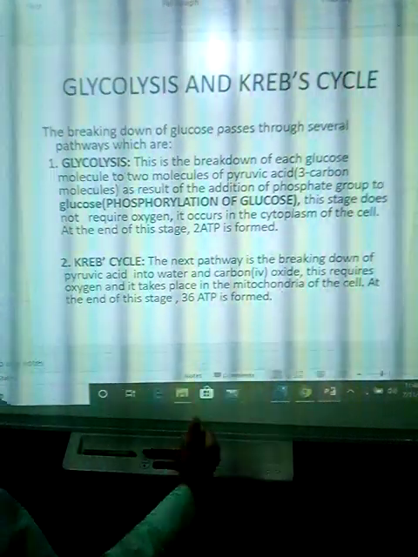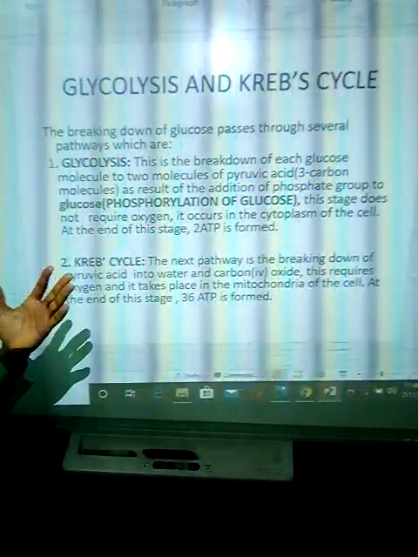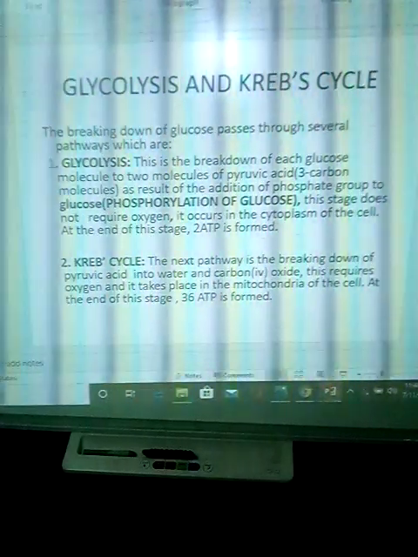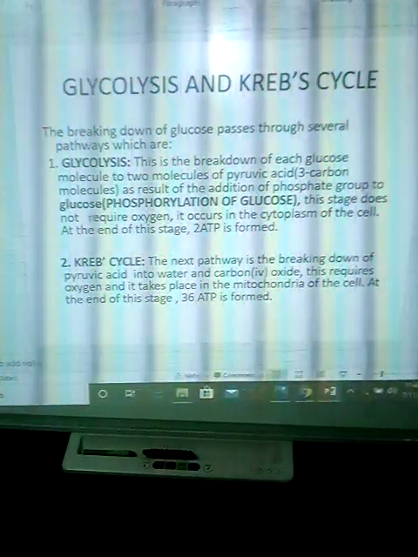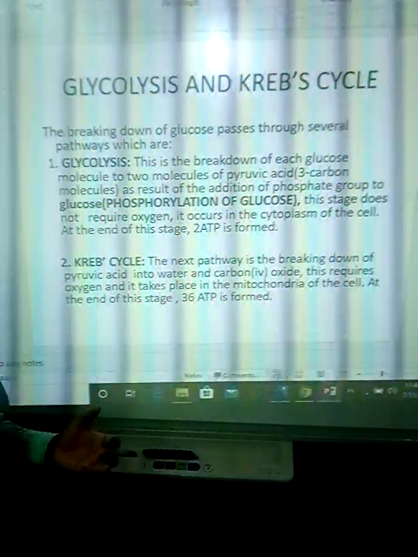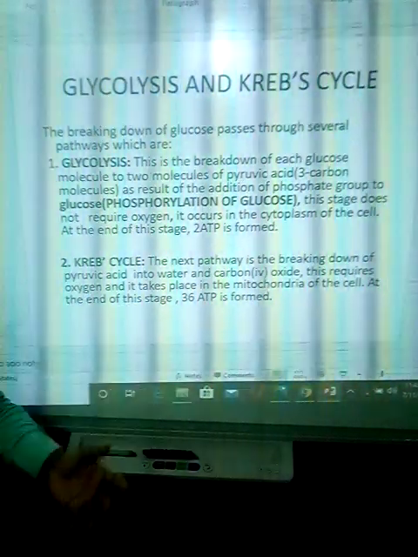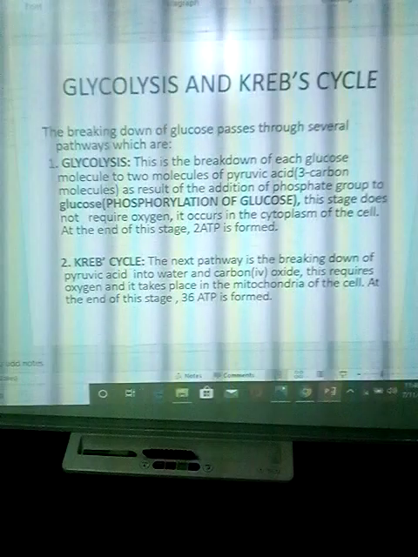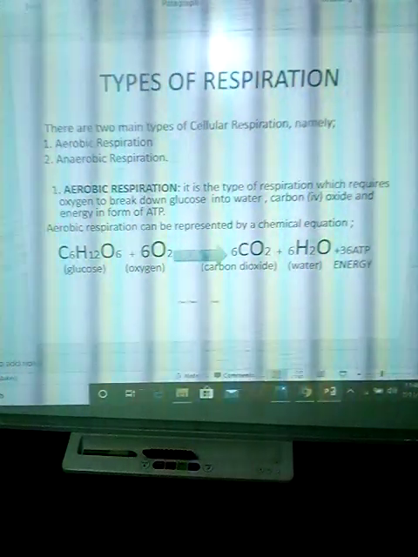Krebs cycle requires oxygen. Glycolysis takes place in the cytoplasm. Krebs cycle takes place in the mitochondria. Okay, this requires oxygen and it takes place in the mitochondria of the cell. At the end of this stage, 36 ATP is formed. Okay, now types of respiration.